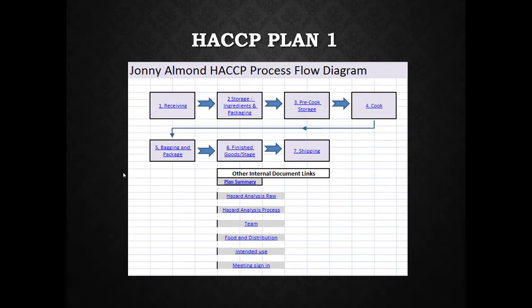Essentially what this is telling you is how product moves through the warehouse. So a truck shows up with product, and the receiving team takes it. That's the first step in the process. It goes into storage. We have storage for ingredients and storage for packaging. So ingredients move into the pre-cooked storage, which is the raw materials room. From there, raw materials go to the cooks.